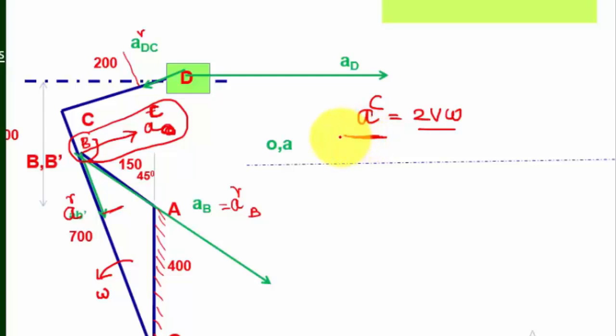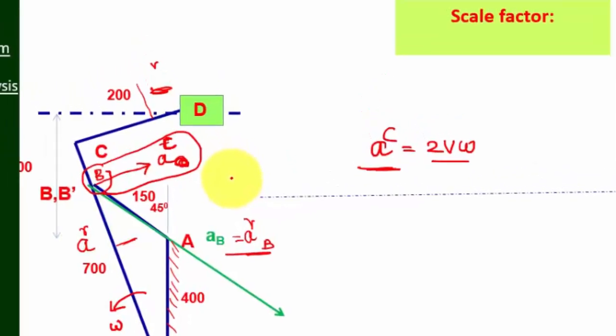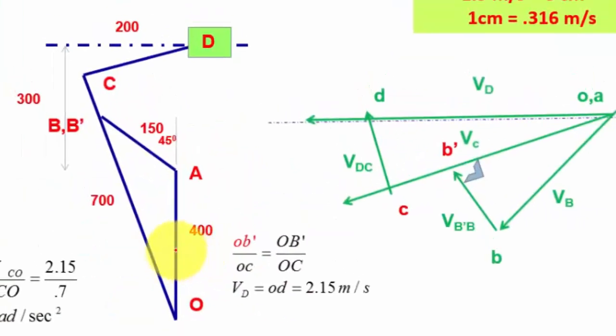So what are the radial components we need to find? A radial of B dash, then A radial of DC, then A radial of AB. So totally we need 3 radial components and 1 Coriolis component, so totally 4 components. So let us go back to the velocity diagram. Now we are going to calculate the 3 radial components and 1 Coriolis component.